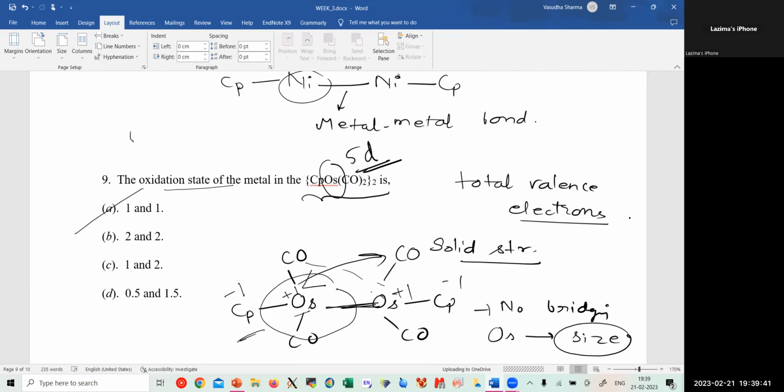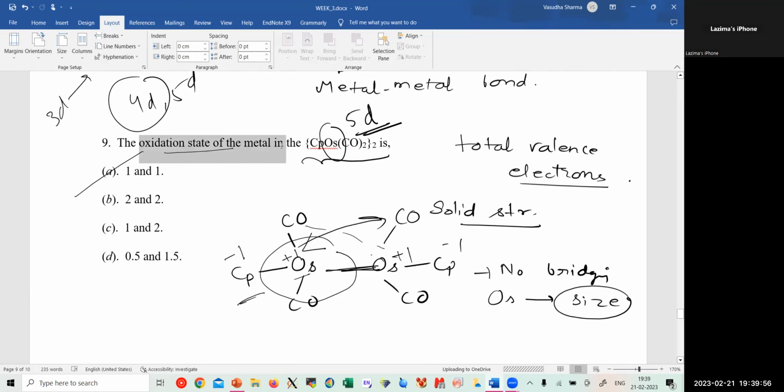Therefore bridging occurs mainly in 3d. Sometimes 4d will have terminal or bridging also, but 3d will have a combination of both terminal and bridging, and 5d will only have the terminal one. They will not have any bridge. So this question was about the oxidation state of the metal. Now you either need to know the total valence electrons or you need to know the structure, and then you can get to know its oxidation state.